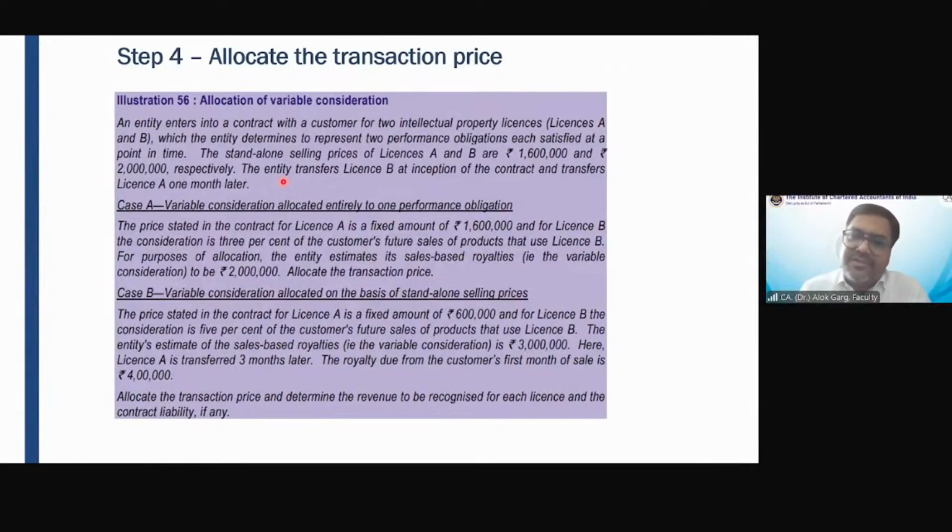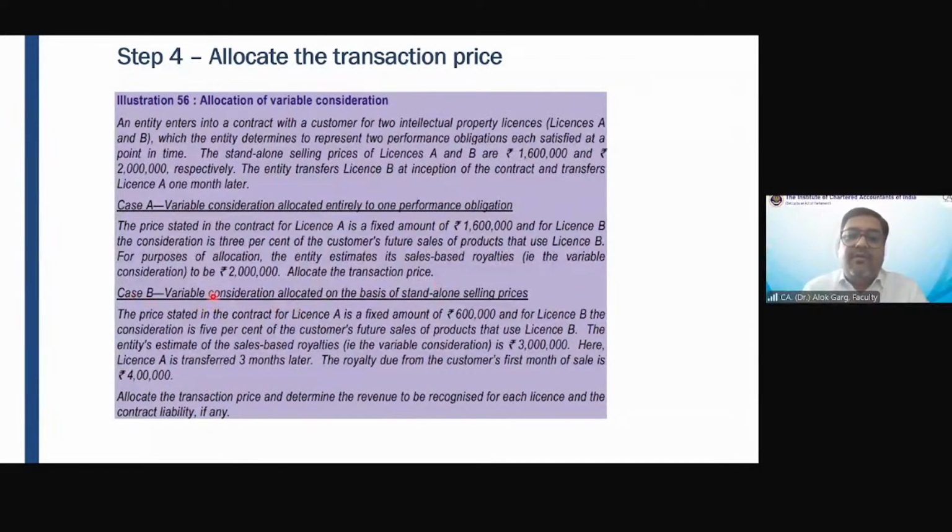Case A, first situation: variable consideration allocated entirely to one performance obligation. The price stated in the contract for license A is a fixed amount of 16 lakh. And for license B, the consideration is 3% of the customer's future sales of product that use license B. For the purpose of the allocation, the entity estimates its sales-based royalty, that is the variable consideration, to be rupees 2 lakh. Allocate the transaction price.